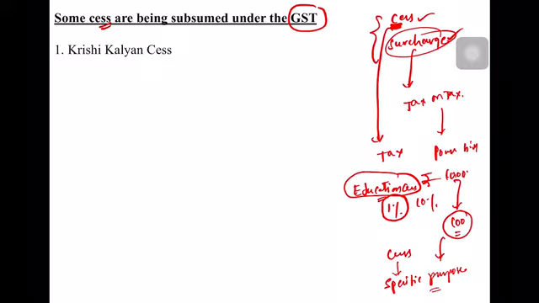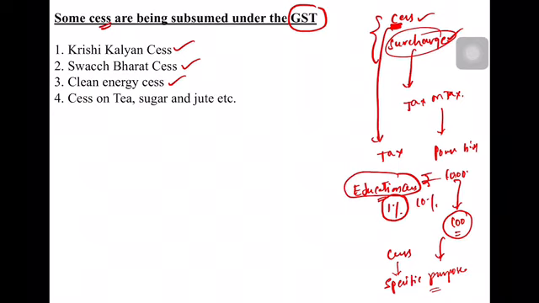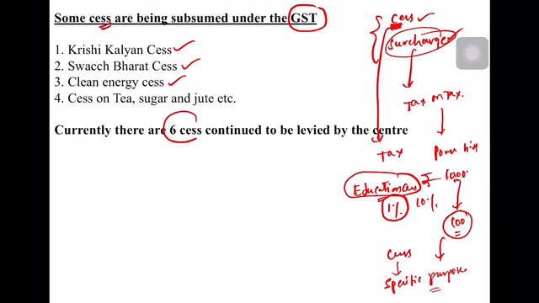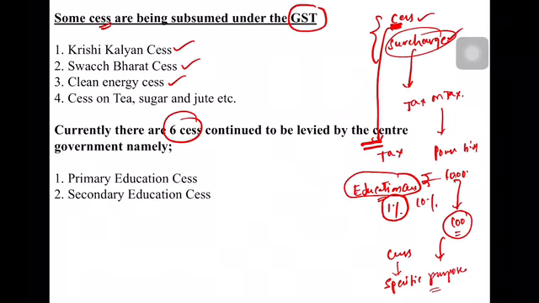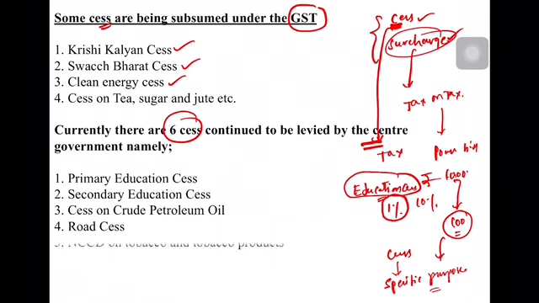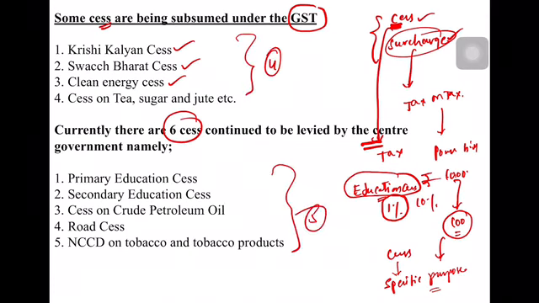That is called surcharge. So we have different cesses like Krishi Kalyan cess, Swachh Bharat cess, Clean Energy cess, and cess on tea, sugar and jute. Currently, 6 cesses continue to be levied under the central government, because cess and surcharge are the prerogatives of the central government itself. One is primary education cess, secondary education cess, cess on crude oil and petrol, road cess, and NCCD on tobacco and tobacco products. So these are all simple things, right? This is what you have to remember. Just remember these names, these 4 and these 5.